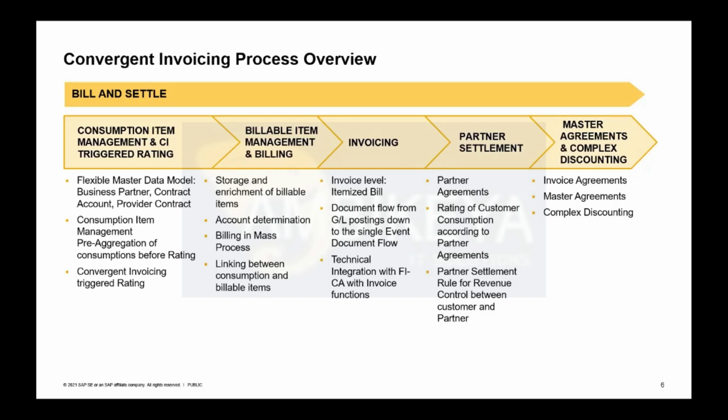Yes, in the invoicing, we use itemized bills or itemized invoicing. There you can use the different levels: the summarized level, the billable item level, and the consumption items behind. As you know from SAP, we have the document flow. Here we can have the document flow from the general ledger postings down to the single event document flow. That means we cover the whole flow to make sure that this is correct according to the accounting rules.